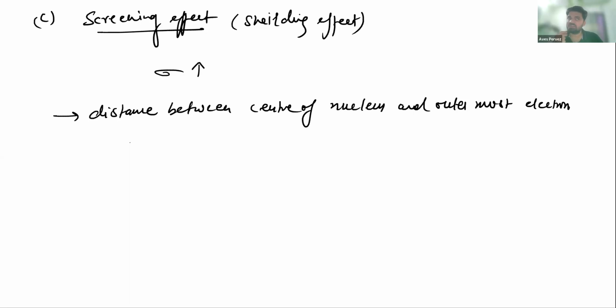The more the shielding effect, the more the atomic size will increase. So we will say that atomic size is directly proportional to sigma. Got it? Yes, sir. So we have discussed this one and we have done this one.